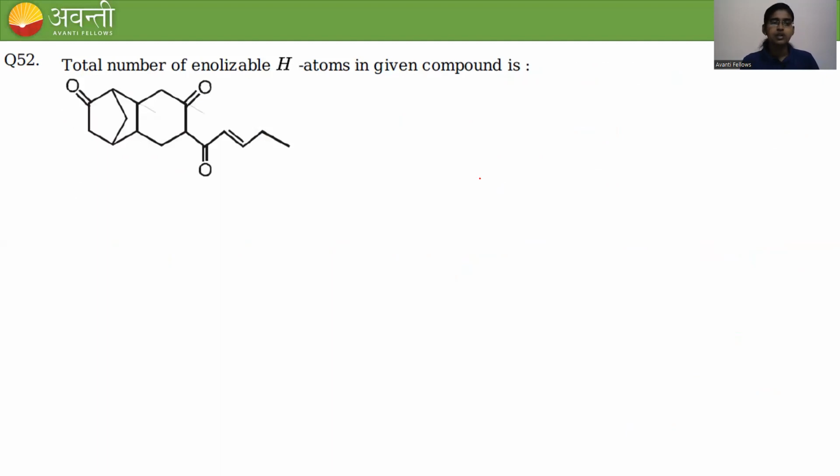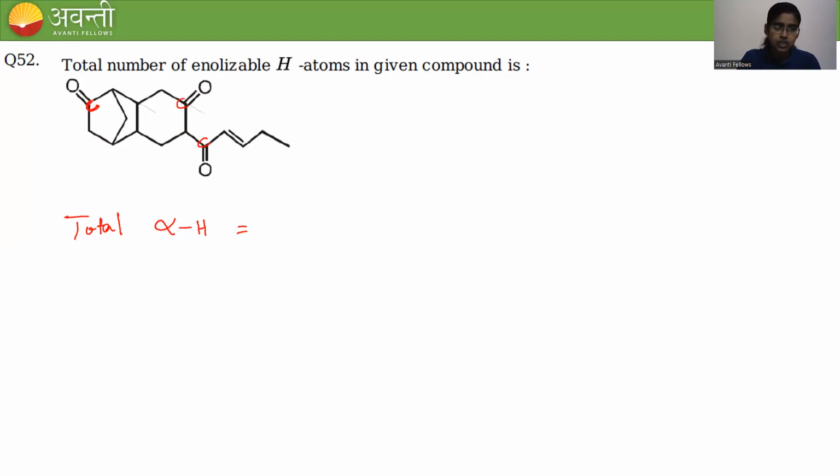Question number 52. The total number of enolizable hydrogen atoms in the given compound is. So the enolizable hydrogen can be found out from the total number of alpha hydrogen present in the compound. So the total number of alpha hydrogen you have to find out, that is the number of enolizable hydrogen. Okay. So the C double bond O is here. We have 3 C double bond O. The carbon which is adjacent to C double bond O is called as alpha carbon, and the hydrogens which are attached to that alpha carbon are enolizable hydrogens.